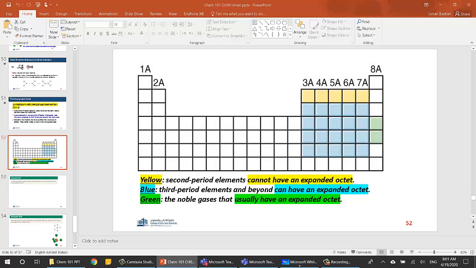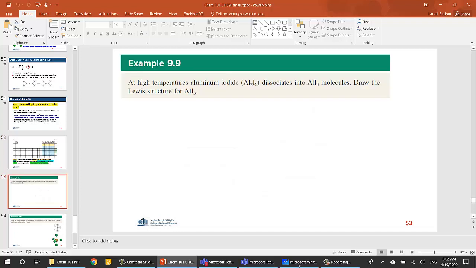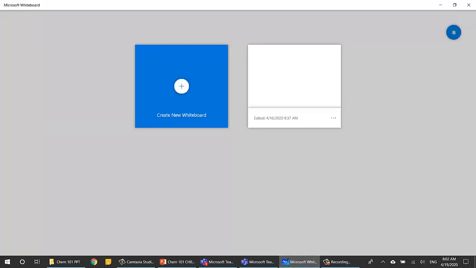But as you will see today, many of the elements in the third and fourth periods and so on, the lower periods, can have an expanded octet, which means they can have more than 8 electrons. Just like the case of aluminum iodide, as you will see here in this example. You can apply this also to aluminum chloride, so AlI3.